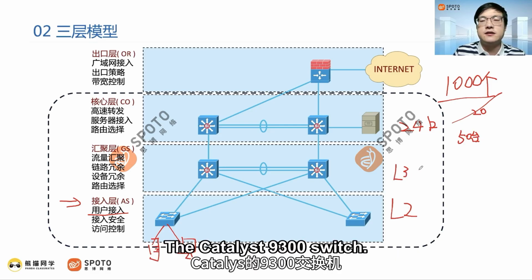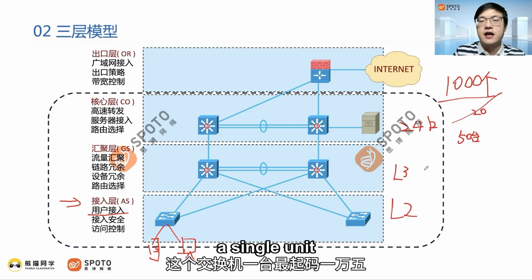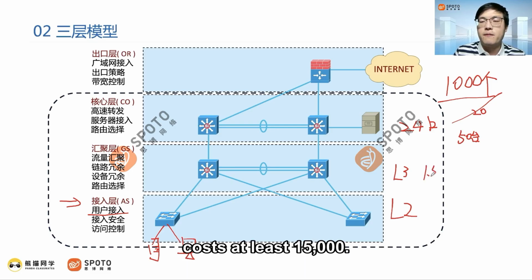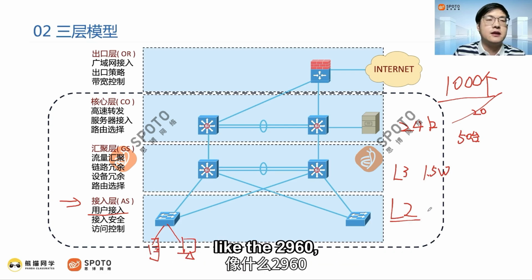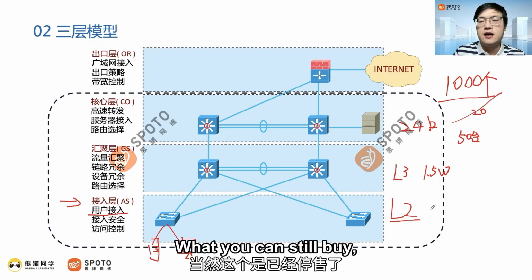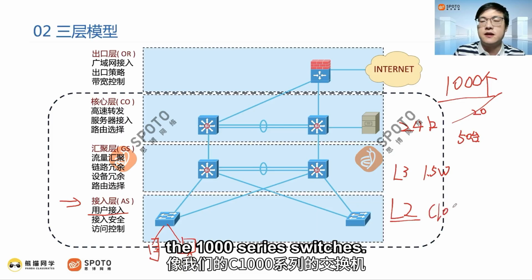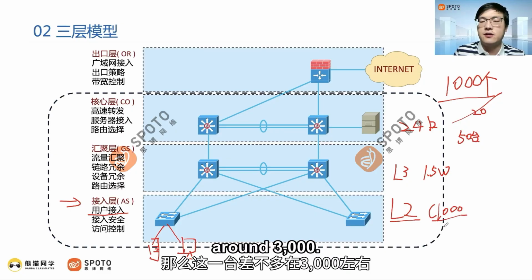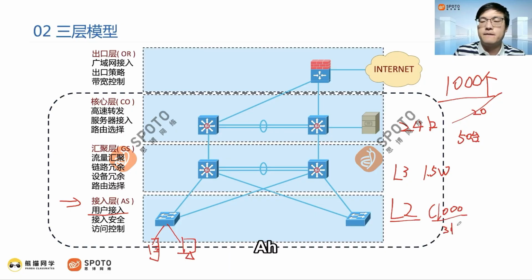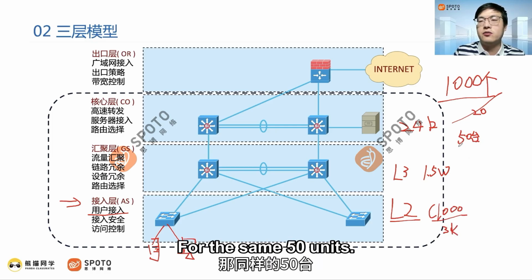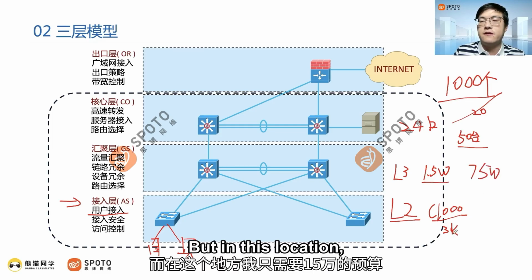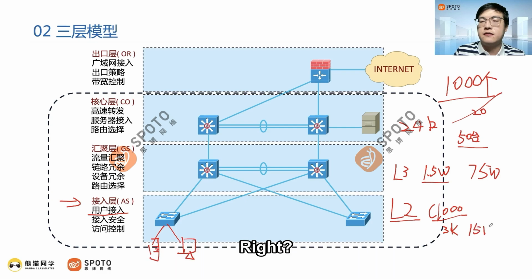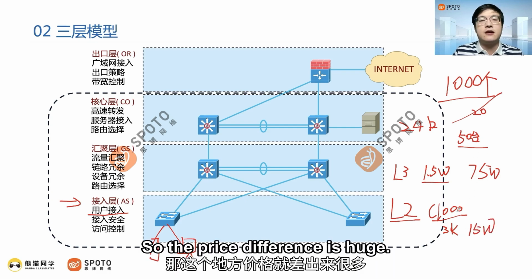Now, if you are using layer 3 switches, such as Cisco's 9000 series, the Catalyst 9300 switch, a single unit costs at least 15,000, even the cheapest model, right? If you use layer 2 switches instead, like the 1000 series, the C1000, it costs around 3,000. Look at that price gap for the same 50 units. Here you need a budget of 750,000, but in this location I only need a budget of 150,000, right? So the price difference is huge.